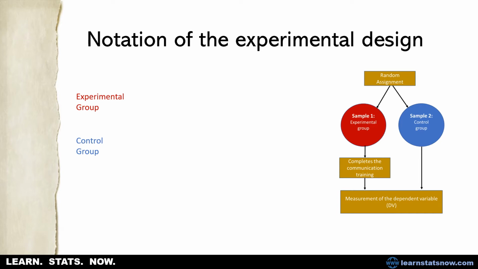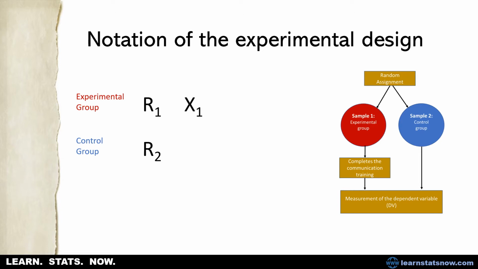Now we can notate this experimental design to make it a little easier to understand. The graphic works absolutely, but there's a lot to it. So let's use a design notation, and we would start by saying, in the experimental group, there was random assignment of participants to the group, and in the control group, there was random assignment. So we say R sub 1 and R sub 2, with the 1 referring to the experimental group and the 2 to the control group.